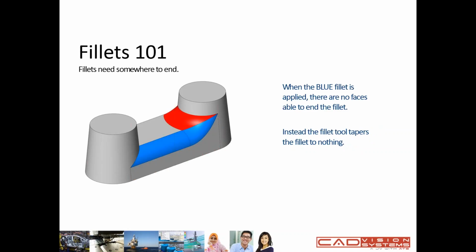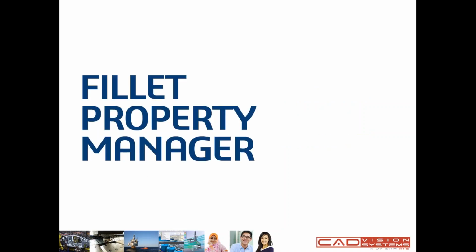So if you combine these two fillets, after we apply the red fillet and then we apply the blue fillet, you will see that there is nowhere to end for the blue fillet. That's why in SolidWorks the fillet appears tapered and then becomes zero value, meaning the blue color fillet ends like this in a sharp corner, because it has nowhere to end. So now you already understand how fillet works in SolidWorks. It always needs something to end.